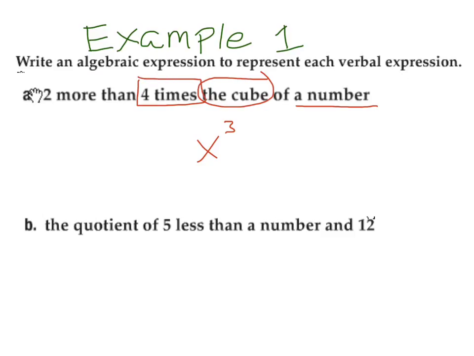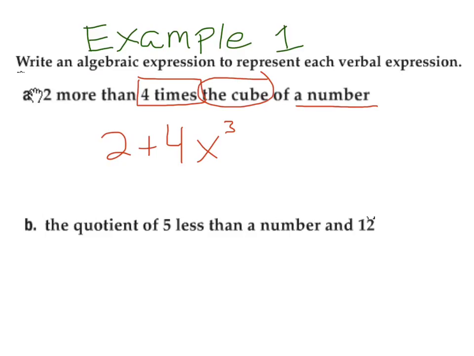So "4 times" means multiply, so we're going to do 4x cubed. And then it says "2 more than," and we talked about "more than" as being addition. So to our 4x cubed, we're going to add 2. And it doesn't matter what side we put that on, we could do it as 2 more, just to stay with the order of the way the verbal expression goes.